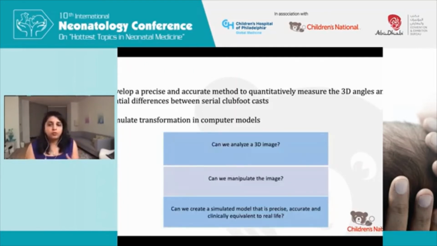So we approach this with 3 different steps. One, we're trying to analyze the clubfoot in 3 dimensions. 2, we're trying to manipulate what would happen to the clubfoot during the treatment process. And then we're also trying to simulate a model and make it so it's precise and accurate and clinically equivalent to what an orthopedic surgeon would do.